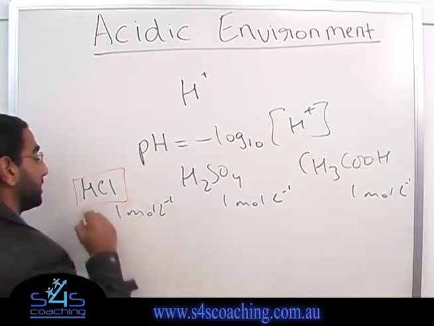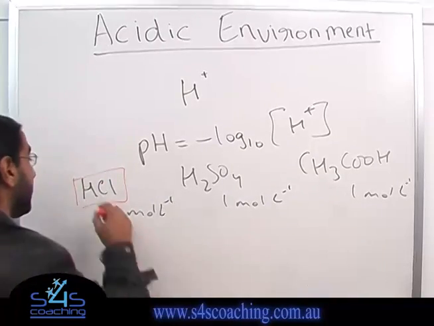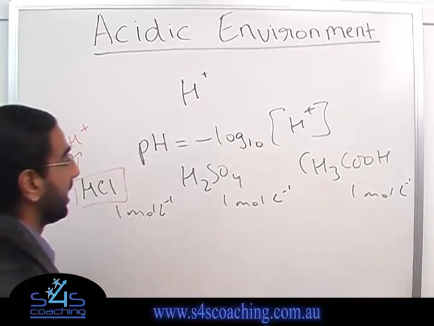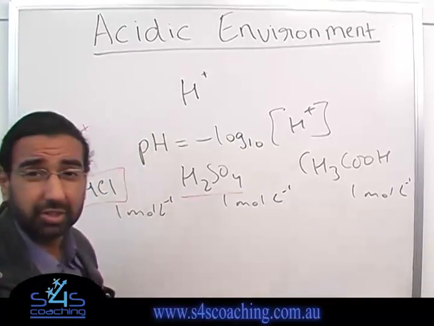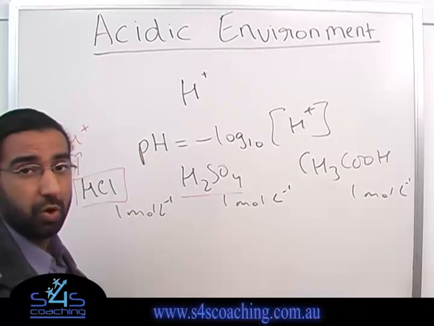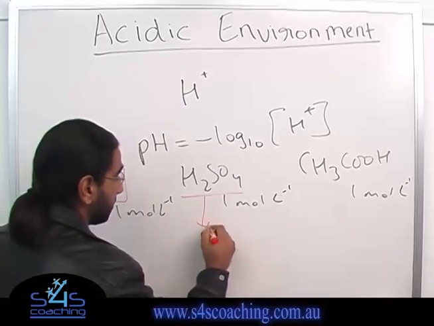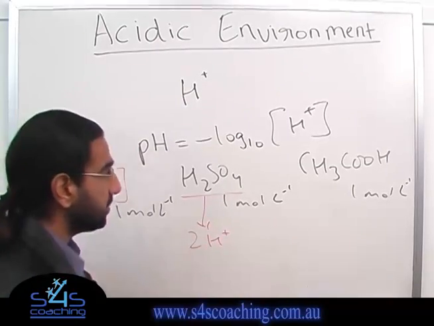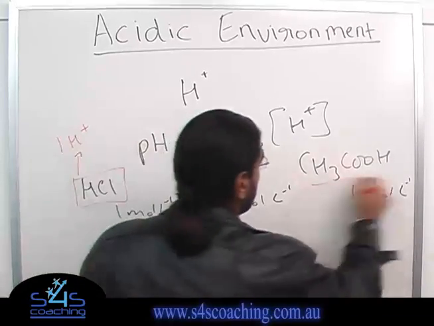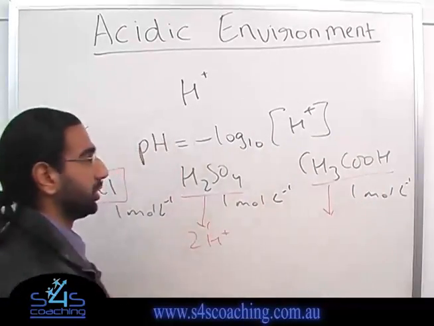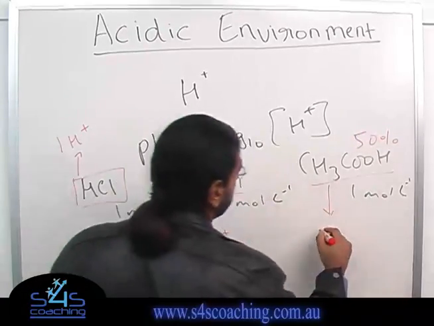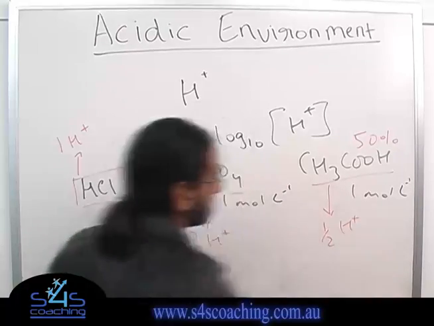This is a strong acid, so it will completely break down. So for each HCl, there will be 1 H positive. This is a strong acid as well, but this is diprotic. So for each H2SO4, I'll get 2 hydrogens. This one will give me 2 H positive. This is a weak acid, so not all of it will break down. So, because I don't tell you, let's just say it ionizes 50%. So for each, I'll only get half a H positive.